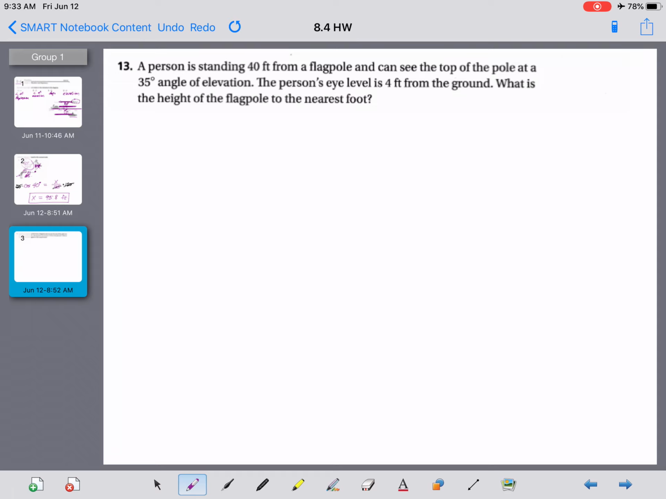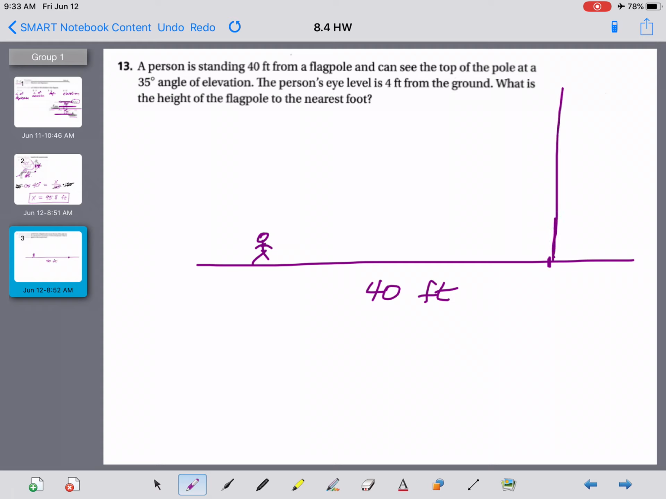So let's do this. Let's draw some level ground. We've got a person standing over here on the ground, and they are 40 feet away from the base of a flagpole. So this distance right down here is 40 feet. The flagpole obviously extends up into the air, kind of looking something like this. Okay, and that person looks up to see the top of the pole at a 35-degree angle of elevation.